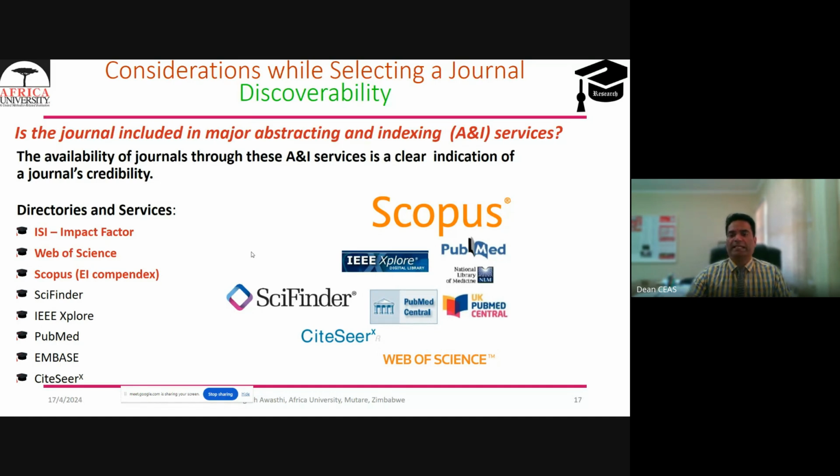If they are indexed in Scopus, IEEE Xplore, Web of Science, these are big names. If your journal is indexed in this category, then you are safe. Your paper is discoverable to all of us. These are a few names: PubMed, IEEE Xplore, Scopus, Web of Science, which is also known as Clarivate. If your journal is indexed in these directories and libraries, then it means it is discoverable.